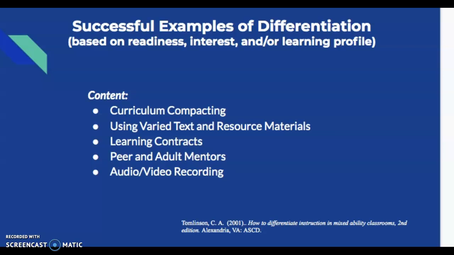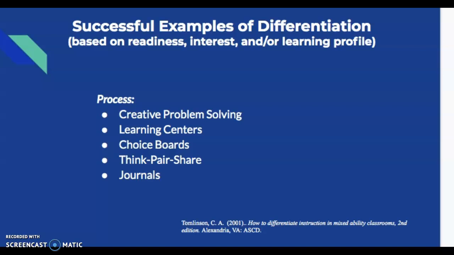These are a few examples of the many ways teachers can differentiate content, or what students need to learn, based on readiness, interest, and/or learning profile. Speaking specifically about the example, using varied text and resource materials, some students may need to use manipulatives to understand a math or science concept, while others can move directly from an explanation or reading to an abstract use of that concept. These are a few examples of the many ways teachers can differentiate process, or how the students make sense of the content, based on readiness, interest, and/or learning profile.